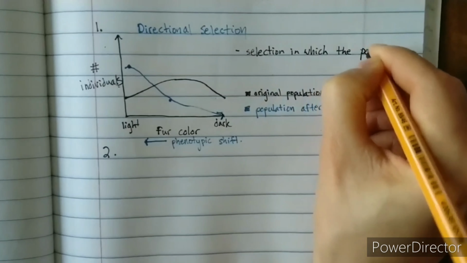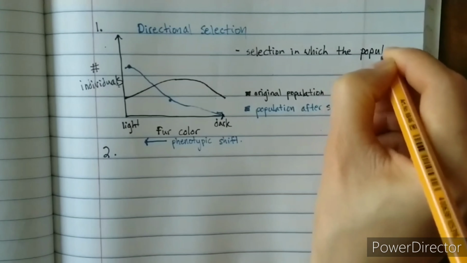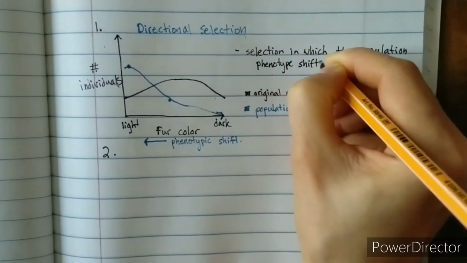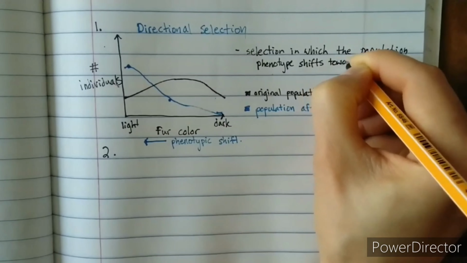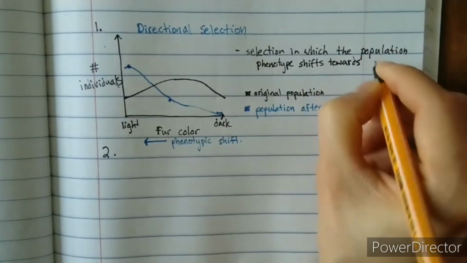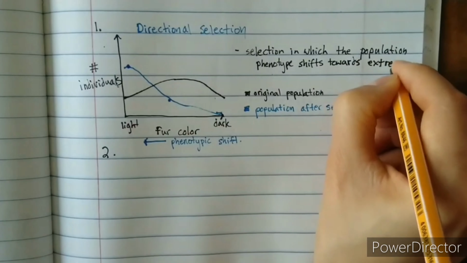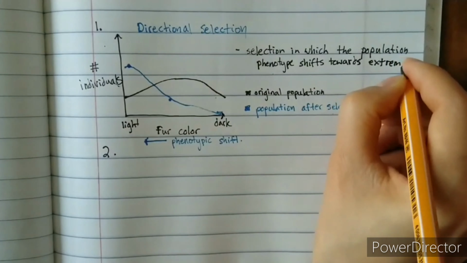in which the population phenotype, let's say, shifts towards one extreme. By extreme, I'm saying either light or dark, nothing in the middle, nothing intermediate.